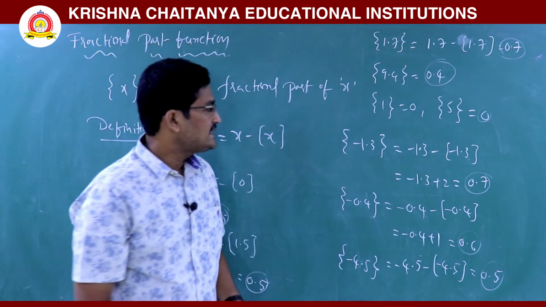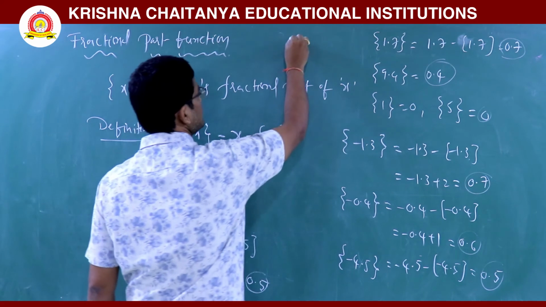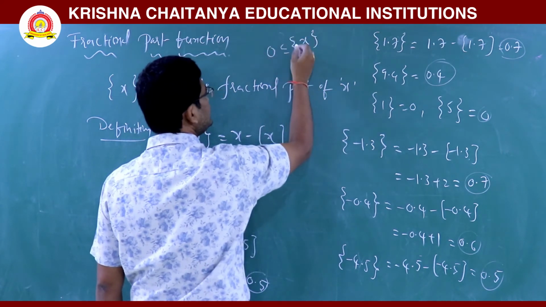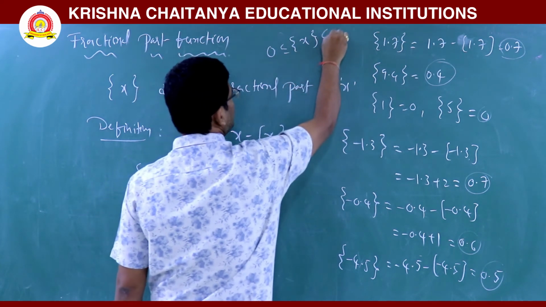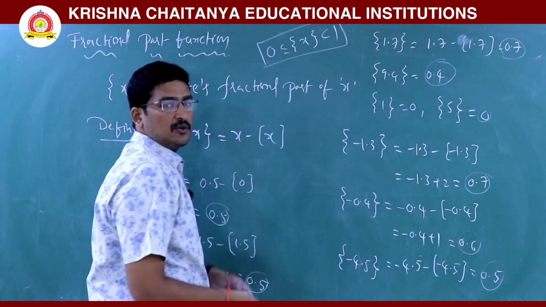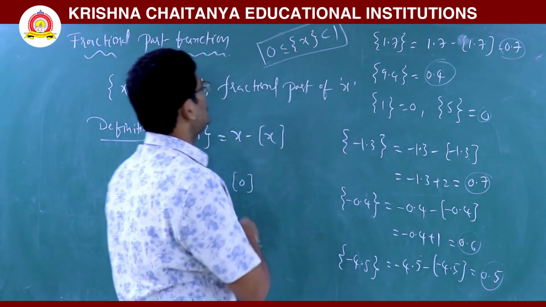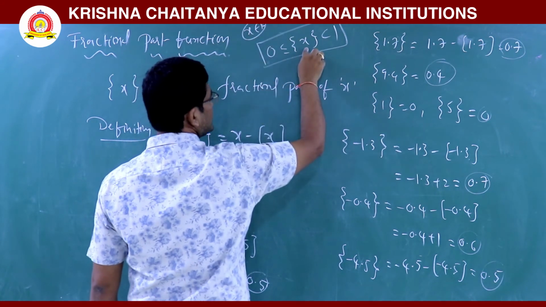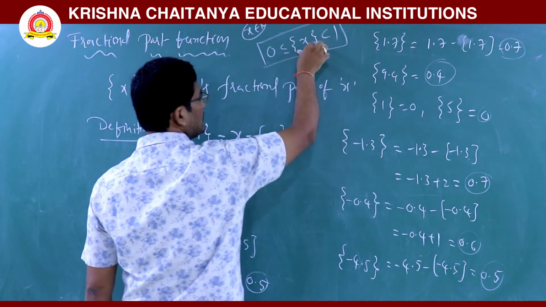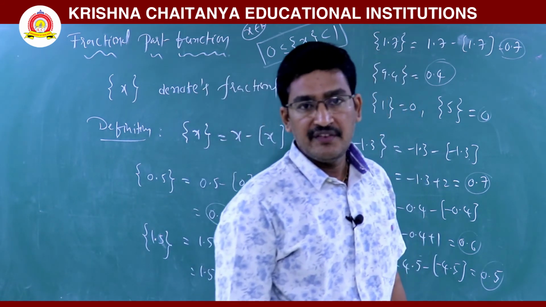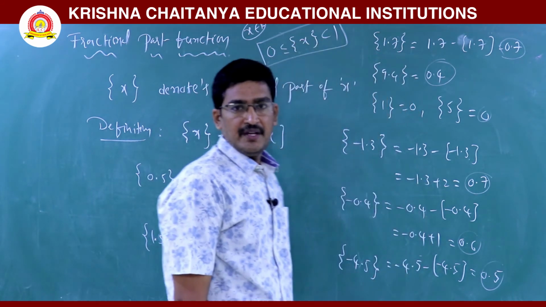Okay. So what is the range of the fractional part of x? The fractional part of x always lies between 0 and 1. It may be 0 or greater than 0, but it is less than 1. This is the range for the fractional part of x. You have to take any x belonging to R, any real value x. Then the fractional part of x always lies between 0 and 1. It is one observation about the function fractional part of x.